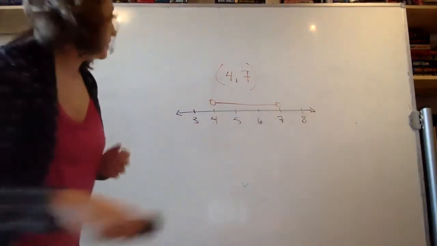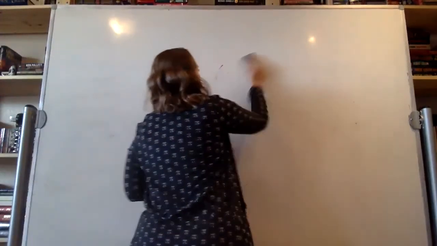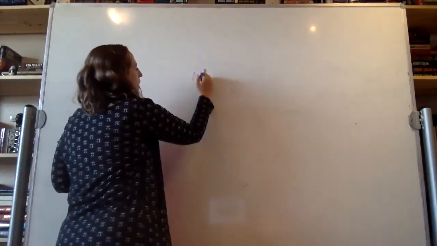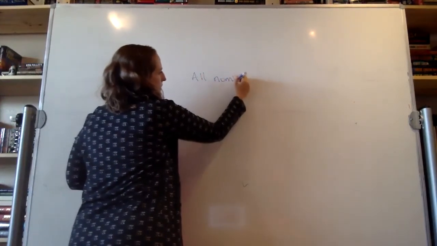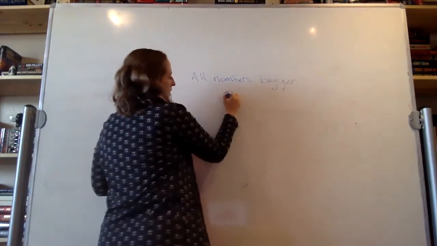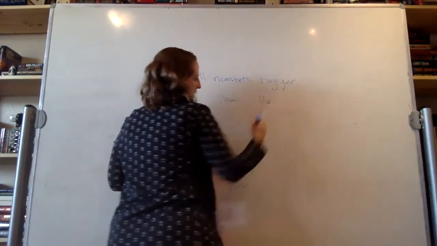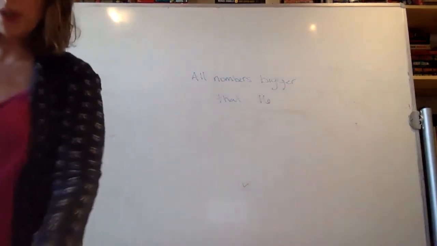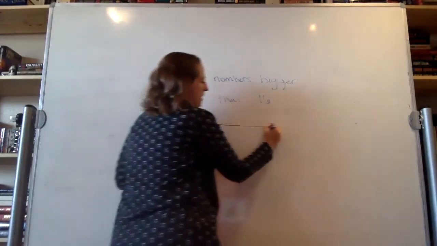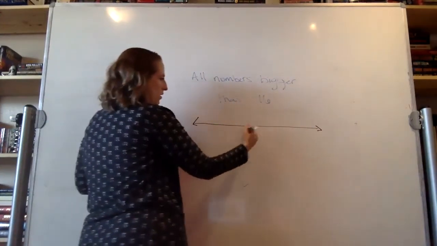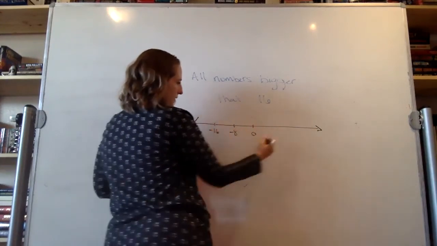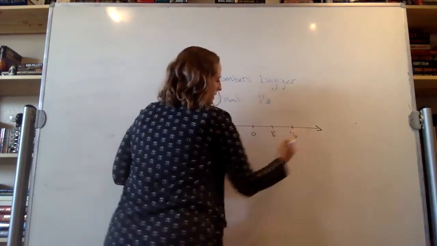Okay? All right. One last little twist with interval notation is what if I want to say something like all numbers bigger than 16? So what if I want all numbers bigger than 16? Well, I can draw my number line to show that. So let's see. What if I do 0, -8, -16, 8, and 16?